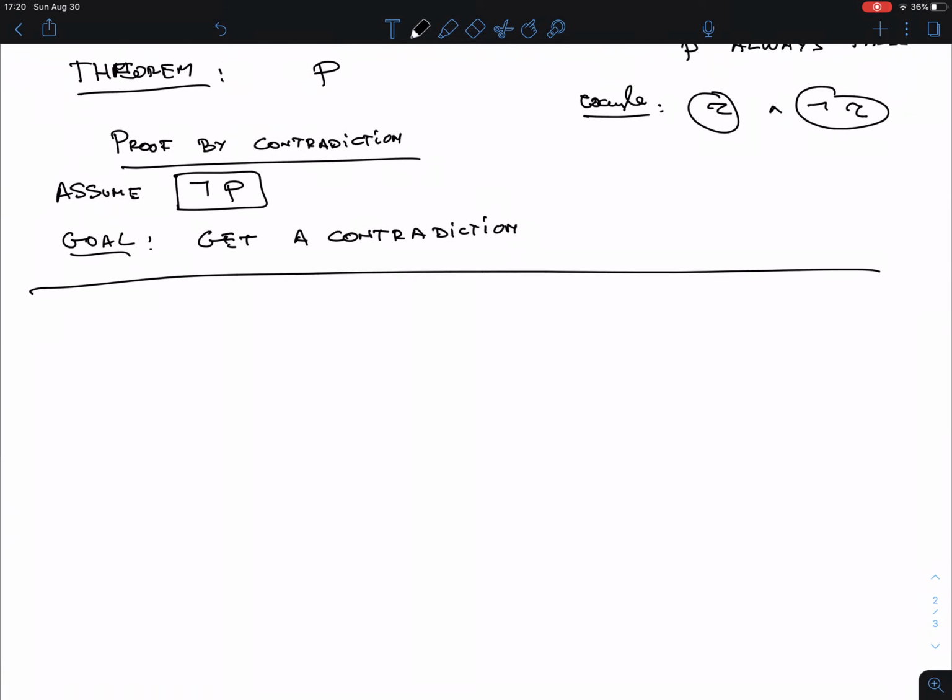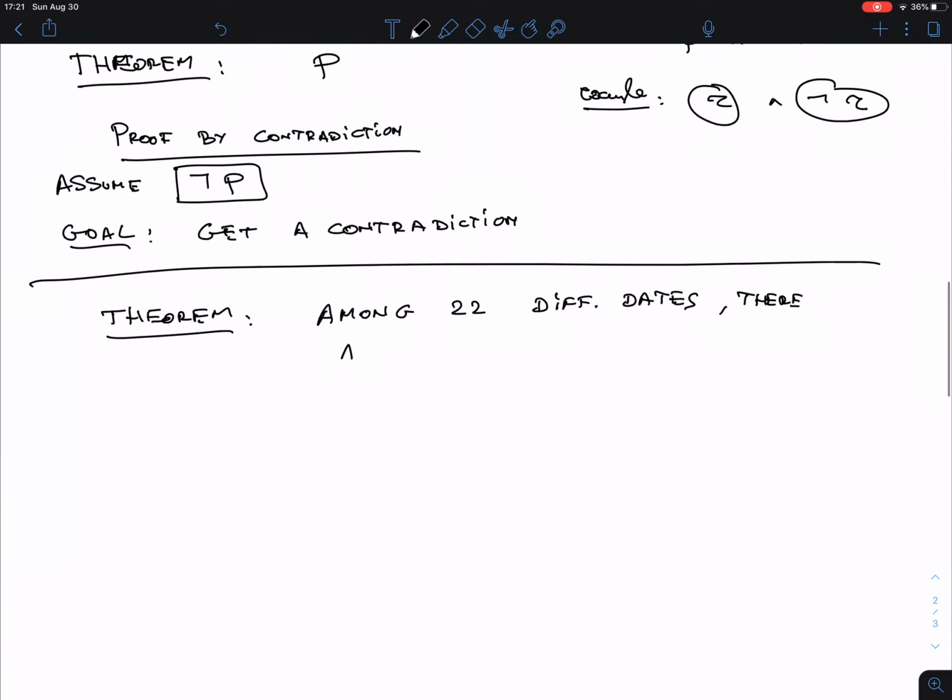So the first is a rather easy one. The theorem says, and I'm going to call it a theorem, though it's not really one: among 22 different calendar dates in a particular year, there are at least 4 on the same day of the week. It's not so immediately obvious, right?